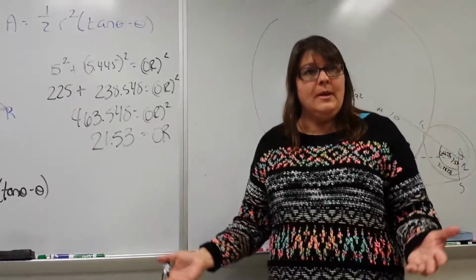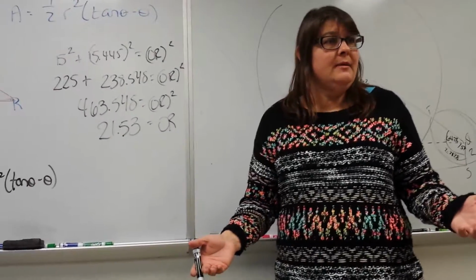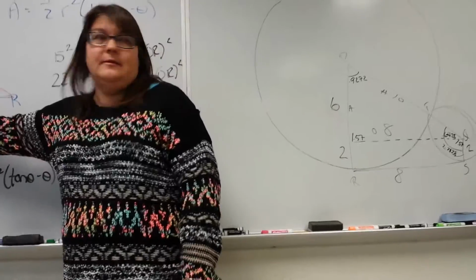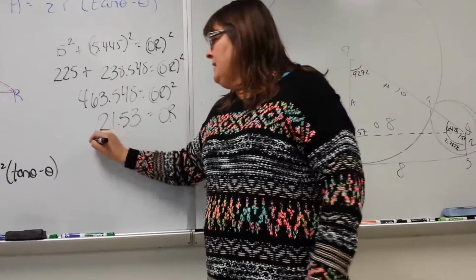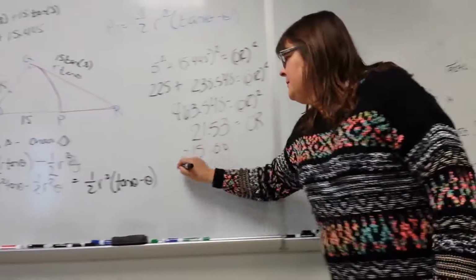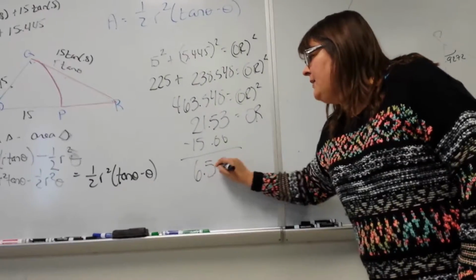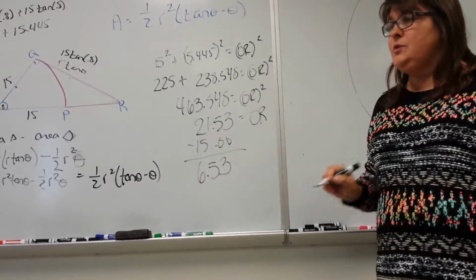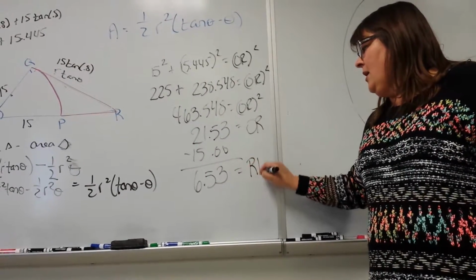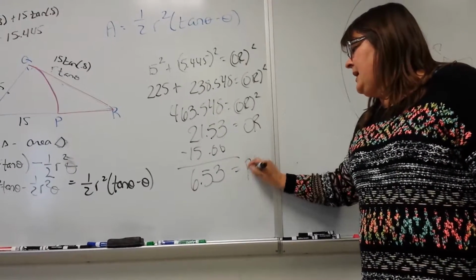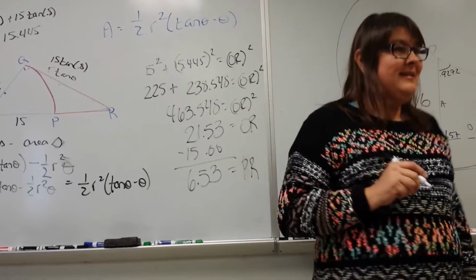And everybody okay with why we're subtracting 15 from it? Because really we want the red piece, not the whole piece, right? So minus 15, 6.53 is equal to PR. Does that make sense?